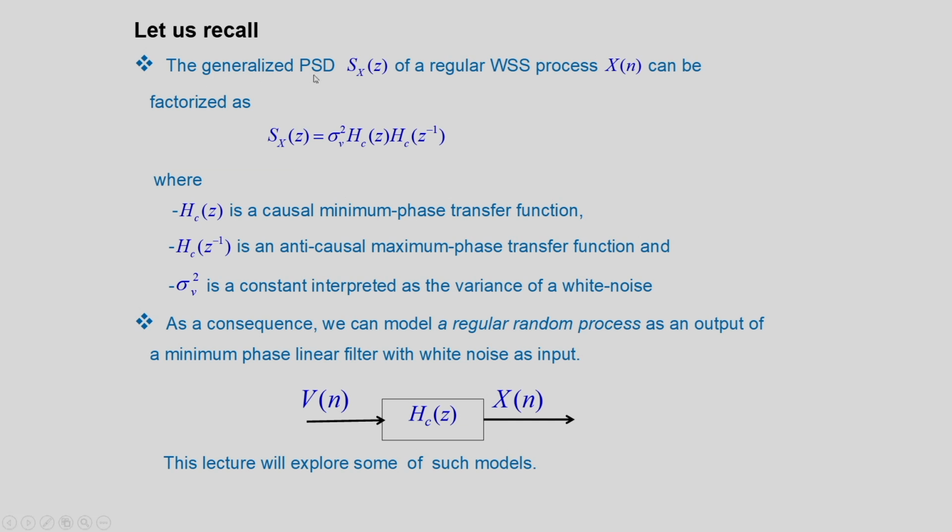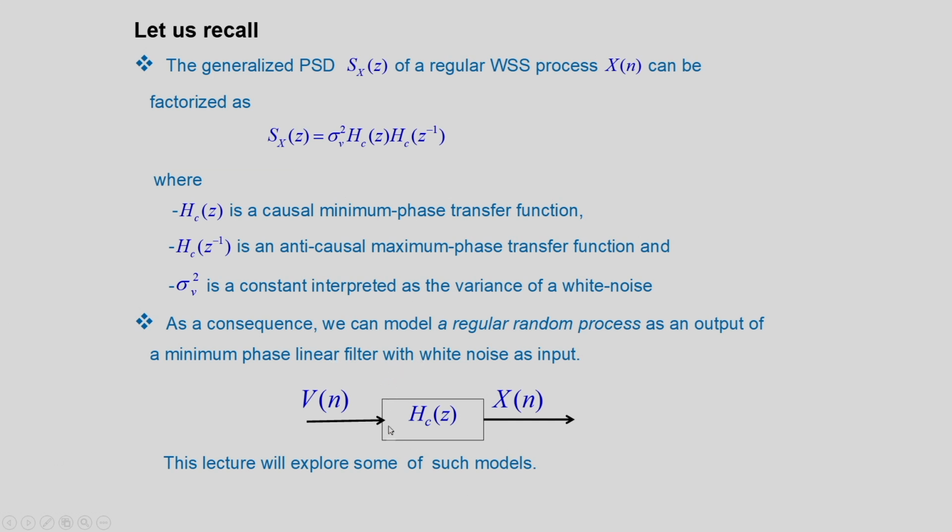The generalized PSD Sxz of a regular WSS process Xn can be factorized as Sxz is equal to sigma v square into Hcz into Hcz inverse, where Hcz is a causal minimum phase transfer function, Hcz inverse is an anti-causal maximum phase transfer function, and sigma v square is a constant which can be interpreted as the variance of a white noise. As a consequence, we can model a regular random process as an output of a minimum phase linear filter with white noise as input.